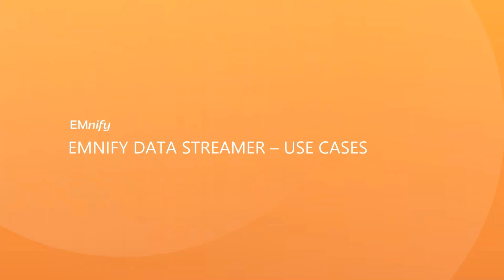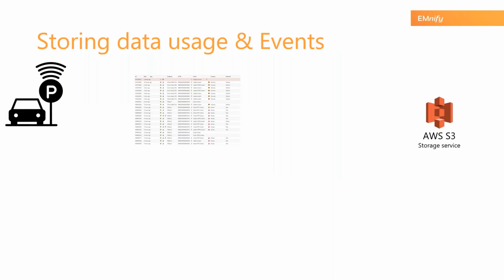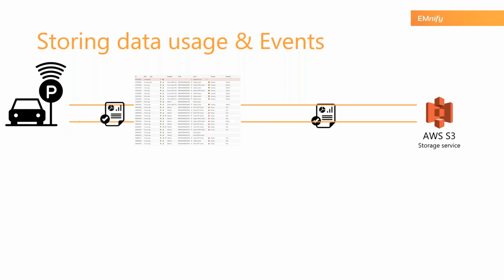So let's take a look at other use cases. The first use case, which we will discuss today, is storing the data into a hosting service. Today we will use S3, but you should know that you can do the same for any other storage service as long as it has an API. What Brian will show today is quite easy. We will link the EMnify user interface to S3 thanks to the EMnify data streamer. And basically, the events will be sent to S3.